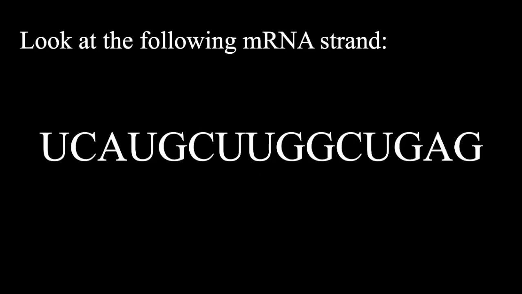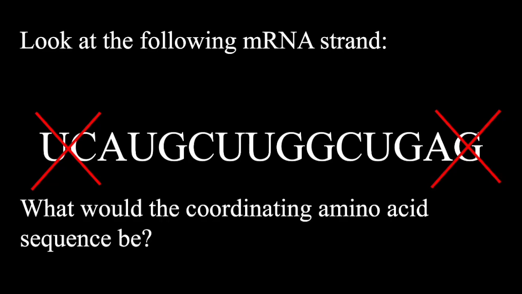So let's look at the following mRNA strand. We have UCA, but we can't use UCA because we need to look for AUG. Once you find the AUG, then we start coding. If you read this through and break it up 3 at a time, you have AUG, CUU, GGC, and UGA. We know that the trailing G will not be used. So what would the corresponding amino acid sequence be? You need to use your codon wheel to figure that out.